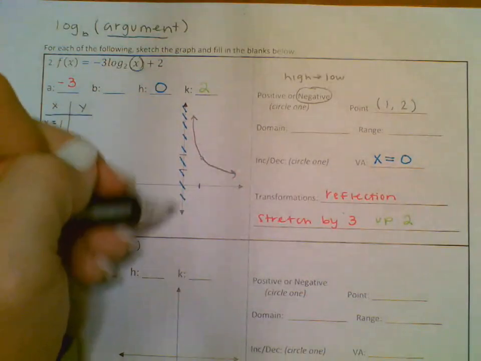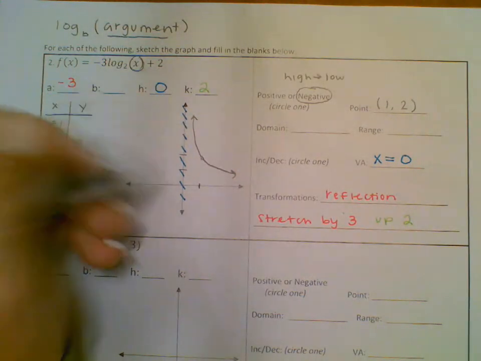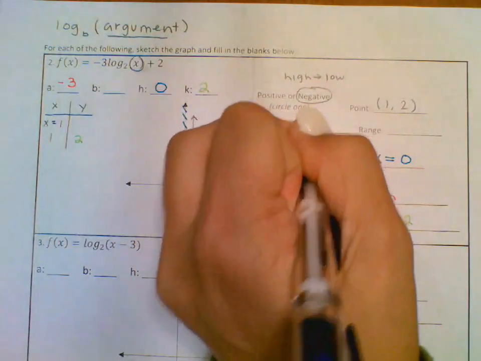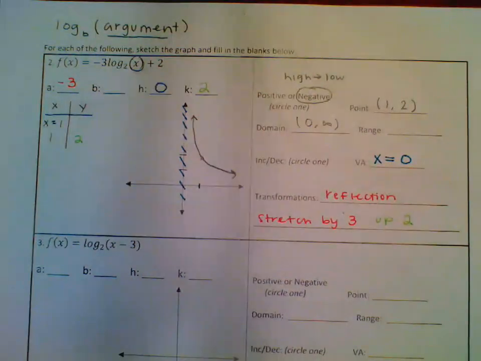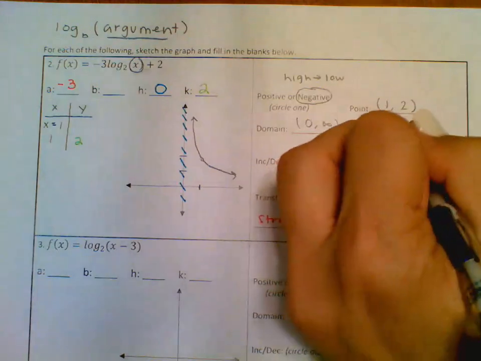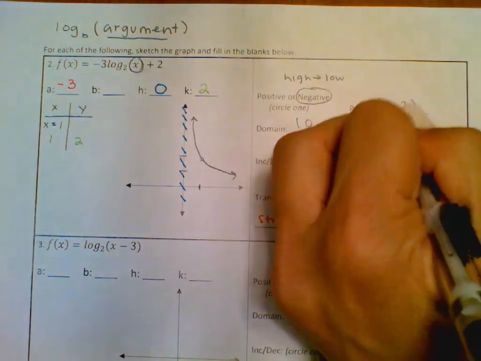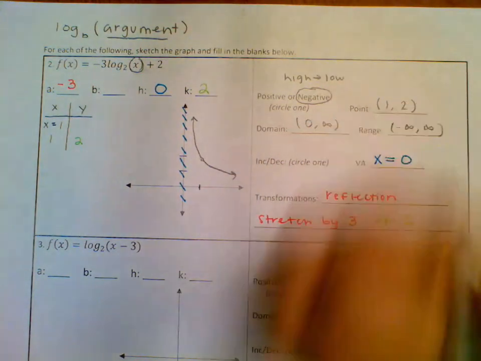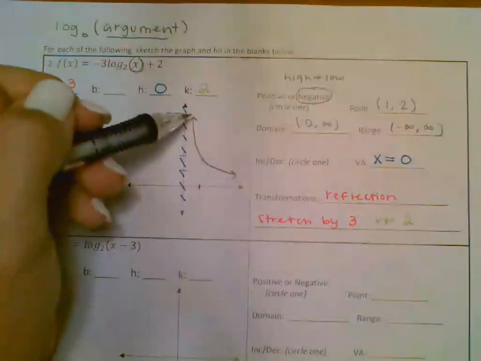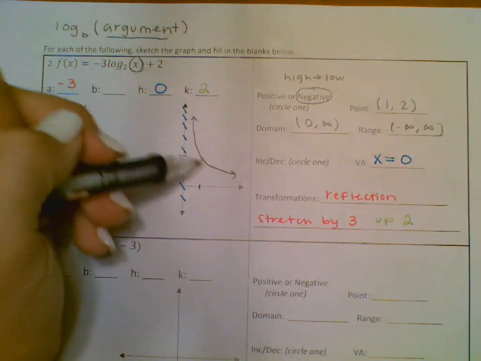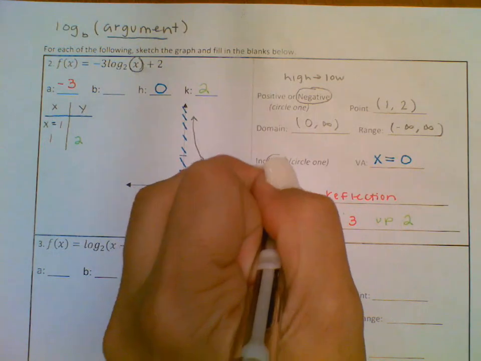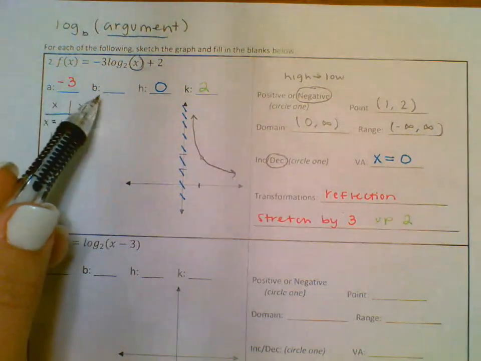Domain goes from left to right, so that asymptote is in the way. So this goes from 0 to infinity. The range goes from negative infinity up to infinity. And this graph is decreasing.